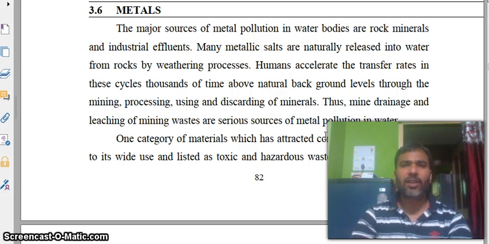Many metallic salts are naturally released into water from rocks by the weathering process. Humans accelerate the transfer rates in these cycles thousands of times above natural ground level through the mining, processing, using and discarding of minerals. Thus, mine drainage and leaching of mining wastes are serious sources of metal pollution in water.